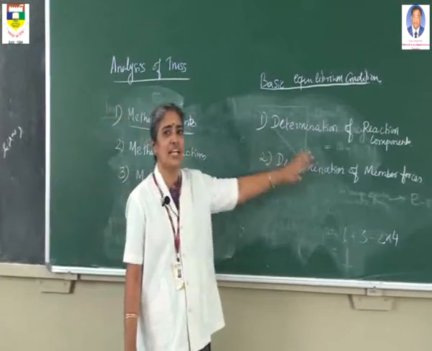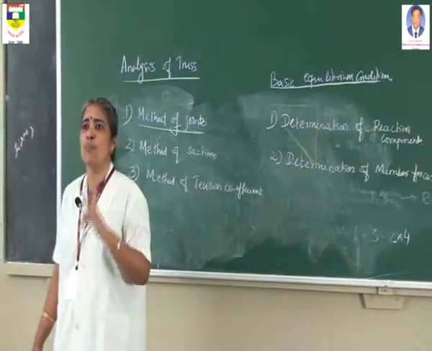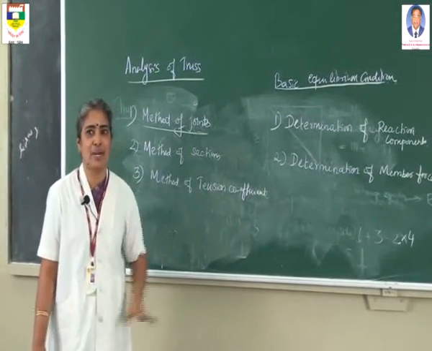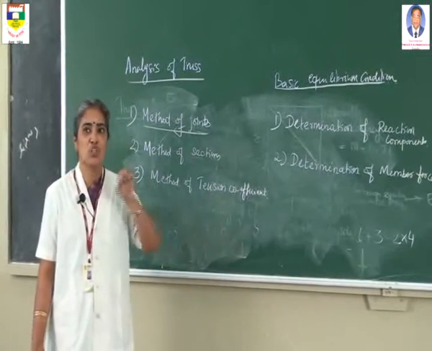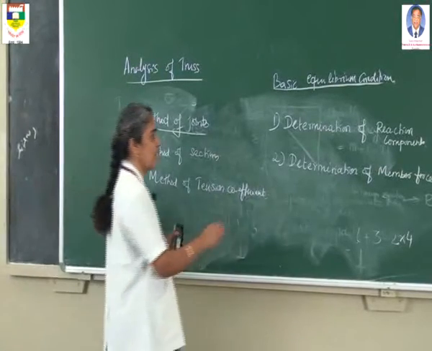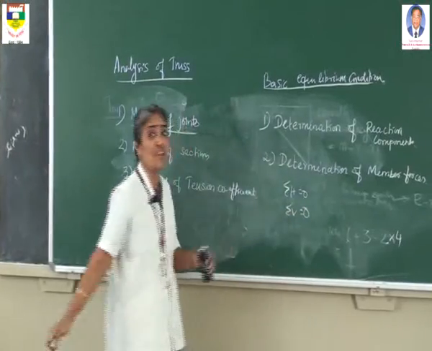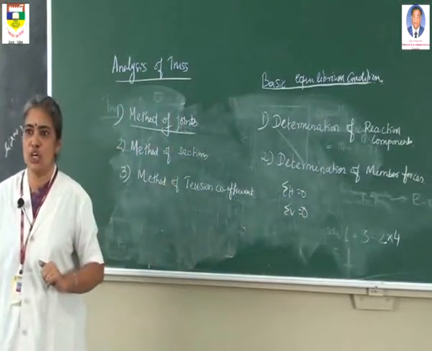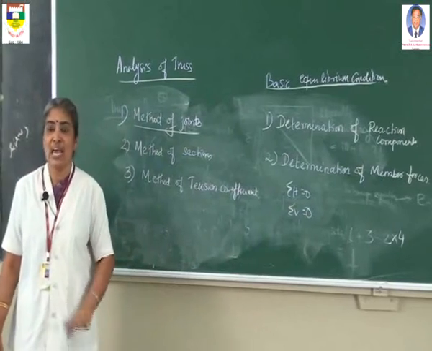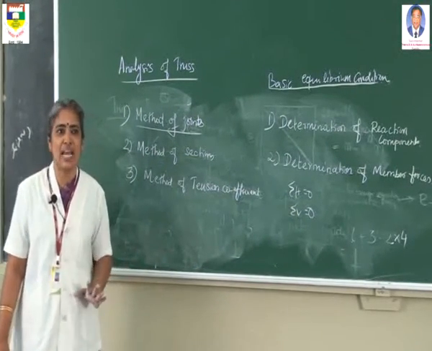After determining the reaction components, we have to select a joint where only two members are meeting. In that joint, again we have to apply the equilibrium conditions. In the equilibrium of the joint, we consider only two equilibrium equations, sigma H equal to 0 and sigma V equal to 0. We have not considered sigma M equal to 0. Why? Because the truss member is not subjected to any moment. The member forces in trusses are only axial forces.